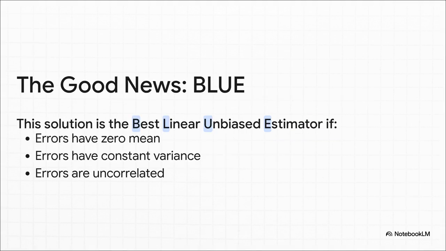And if you thought that was cool, it gets even better. There's this famous theorem, the Gauss-Markov theorem, that basically gives this formula a gold star. It says that as long as the noise in our data follows a few simple common sense rules, like it's truly random and not biased, then this formula gives you what's called the best linear unbiased estimator, or BLUE. That's a fancy way of saying it is mathematically the best possible linear model you can build, period.